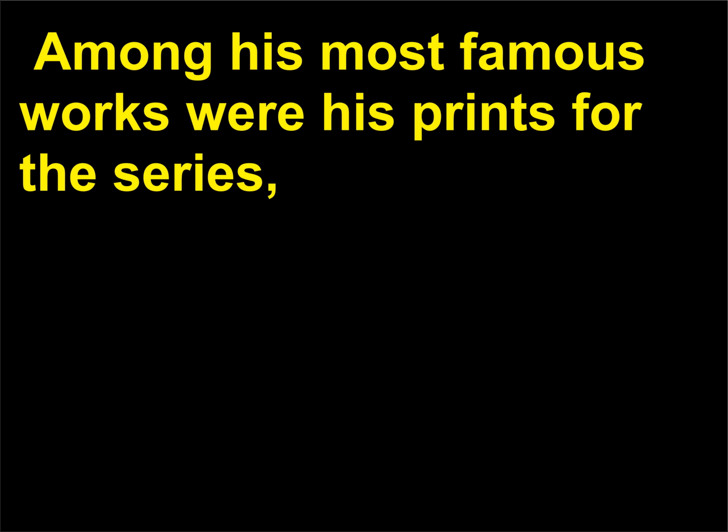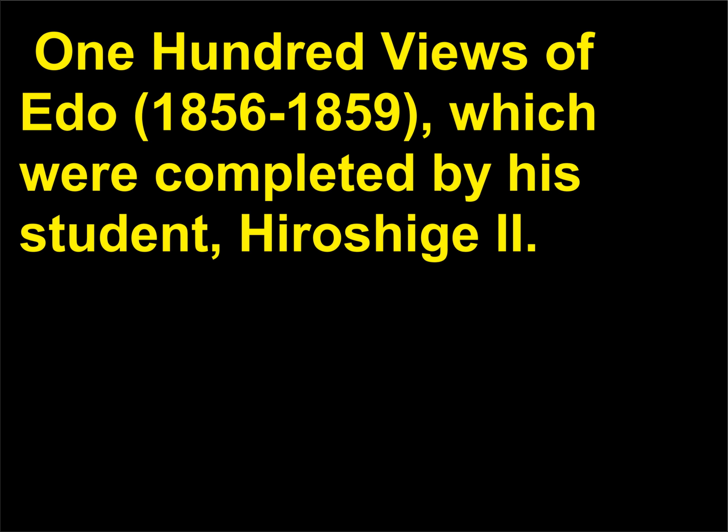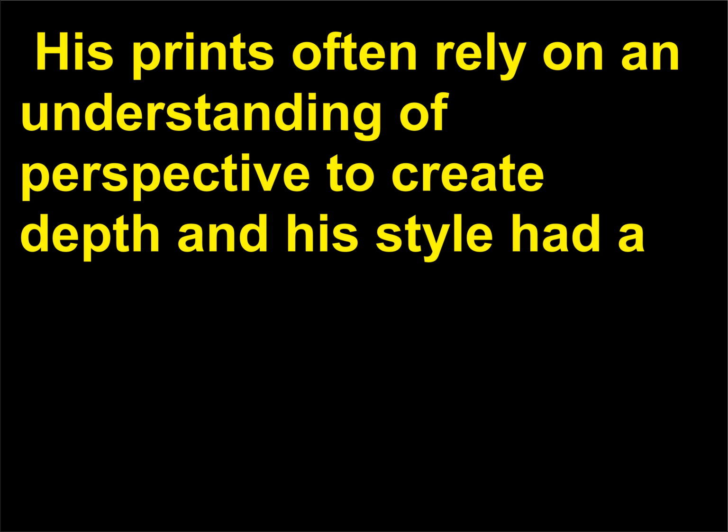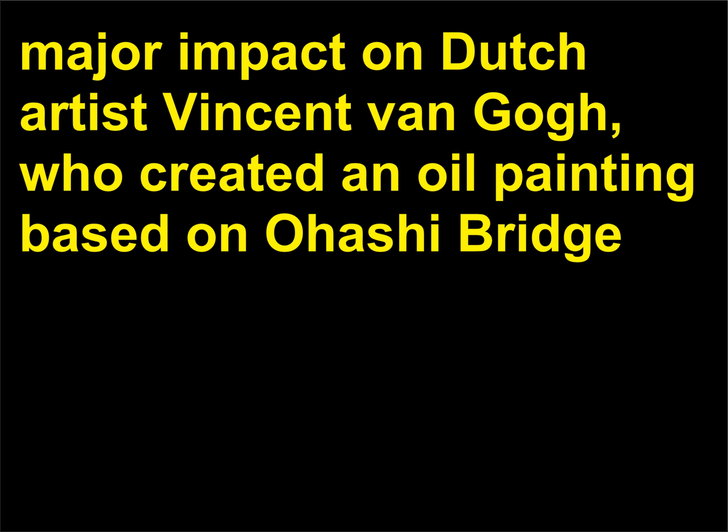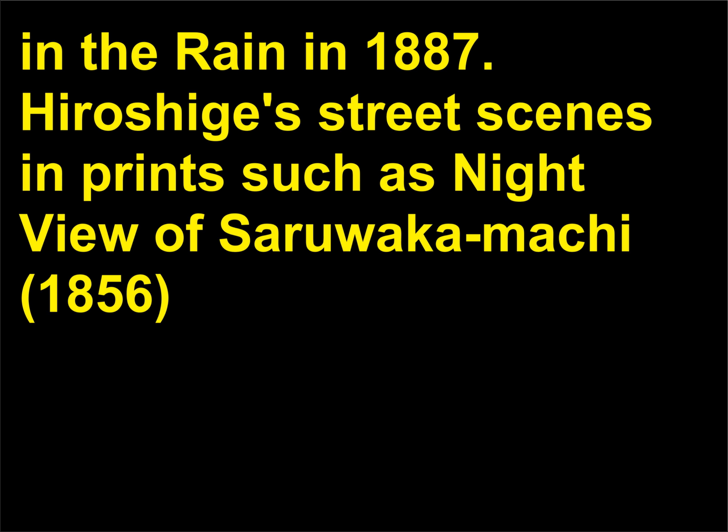Among his most famous works were his prints for the series 100 Views of Edo, 1856 to 1859, which were completed by his student, Hiroshige II. His prints often rely on an understanding of perspective to create depth, and his style had a major impact on Dutch artist Vincent van Gogh, who created an oil painting based on a Hiroshige bridge in the rain in 1887.